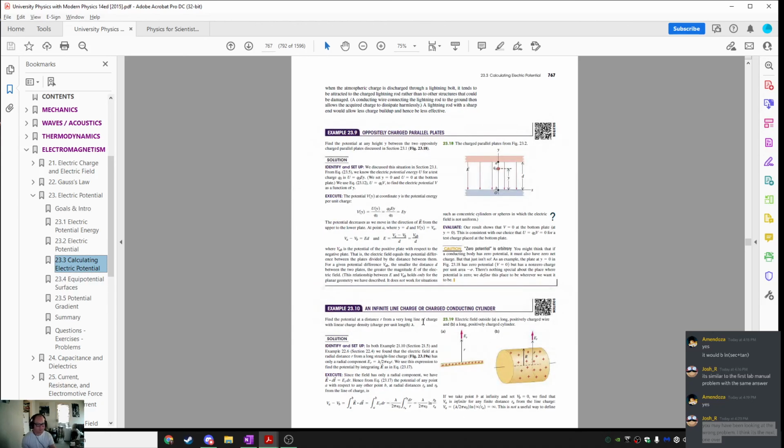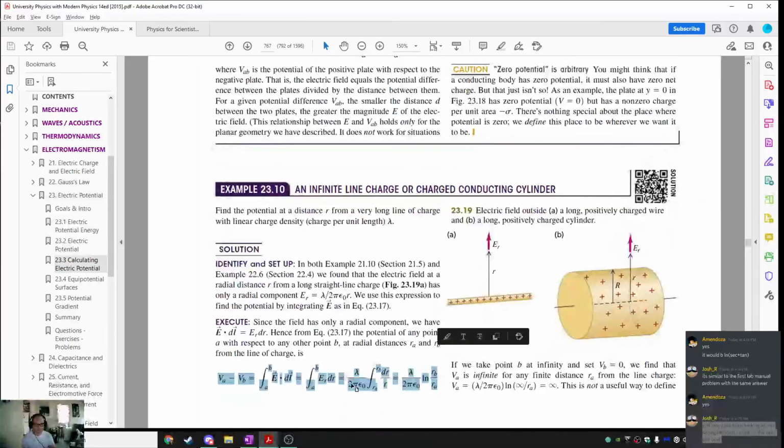It's correct. It's just that I could have done it in an easier way if we'd just done this method. So what they did was they just took, just to show you, they just said use this definition, use the E dot dl. Since we already know what E is here, then you do the dr over r, and you just integrate, you just end up getting natural log.